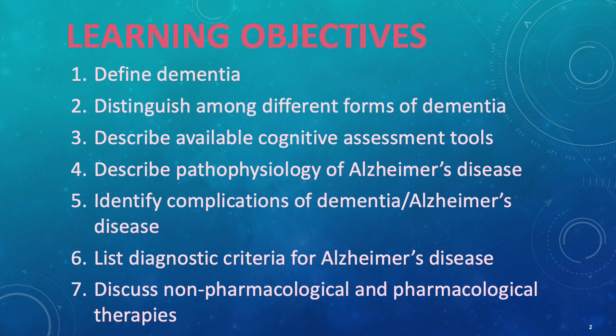The objectives that I want you to be able to do after this lecture are to define dementia, distinguish among the different forms of dementia, describe the available cognitive assessment tools, describe the pathophysiological process of Alzheimer's disease, identify complications of Alzheimer's disease and dementia, list diagnostic criteria for Alzheimer's disease, and discuss non-pharmacological and pharmacological therapies for Alzheimer's disease.